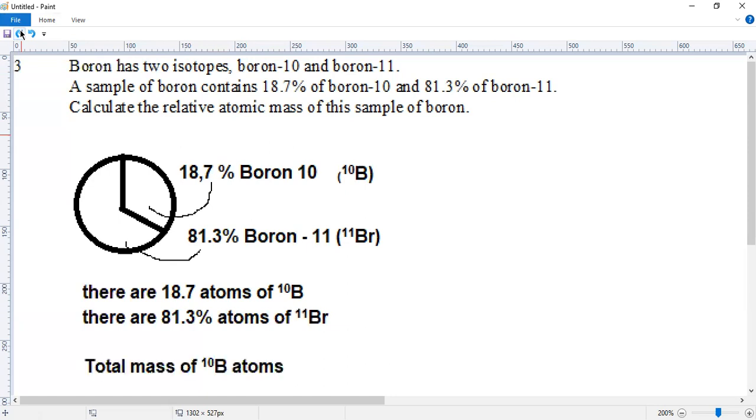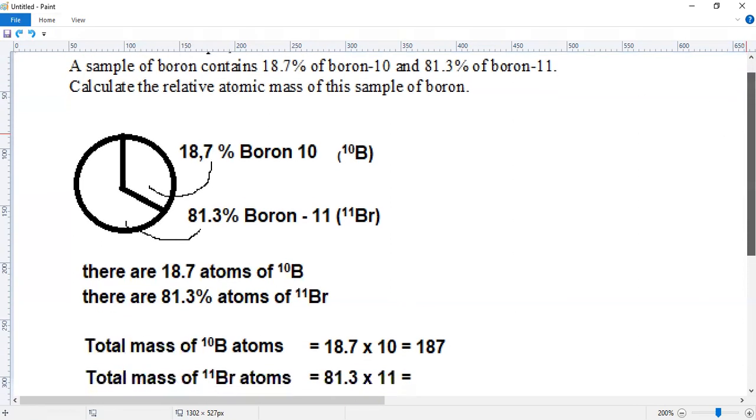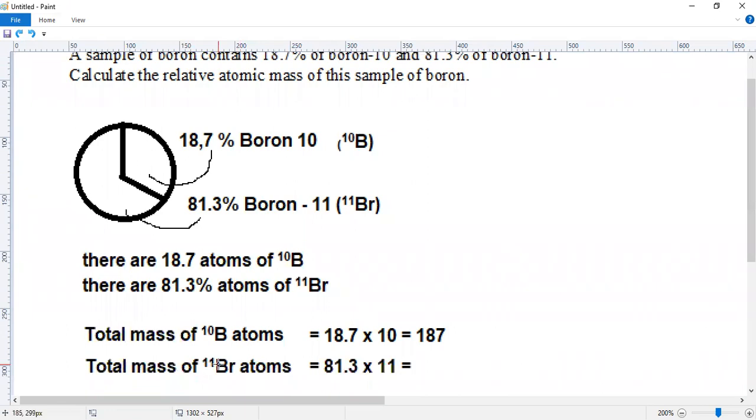Now, how are we going to find out the total mass? Total mass of B10 atoms we can easily calculate in this manner. 18.7 is the number of atoms. Each atom has a mass 10. So the total mass of these boron 10 atoms is 187. Now you see the other one. There's another isotope. Total mass of B11 atoms is equal to, its percentage is 81.3. So we can multiply 81.3 by mass 11. It's something like one particle has the mass 11. Likewise, 81.3 particles have a total mass of 894.3.